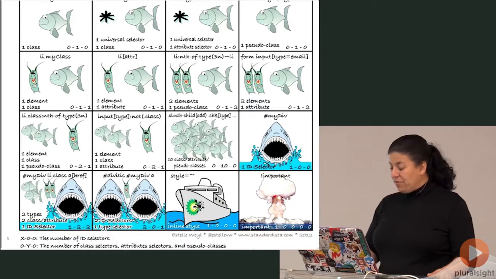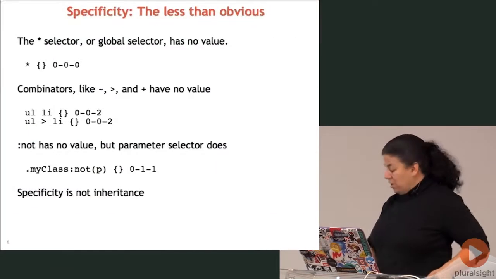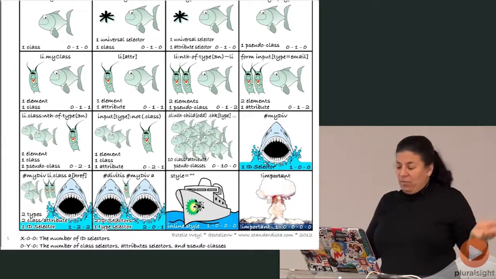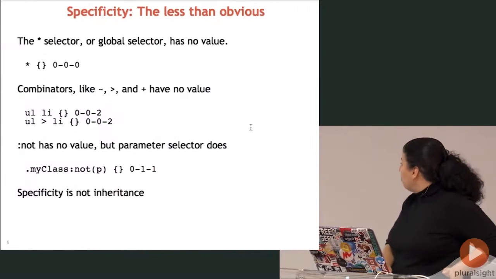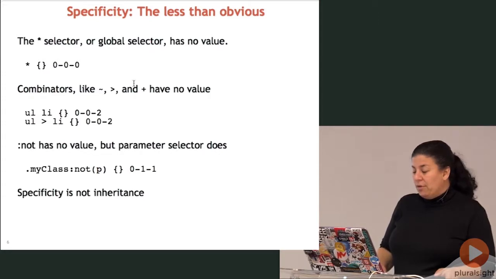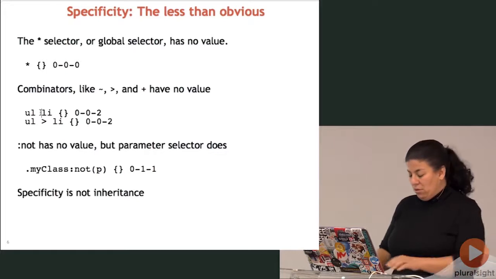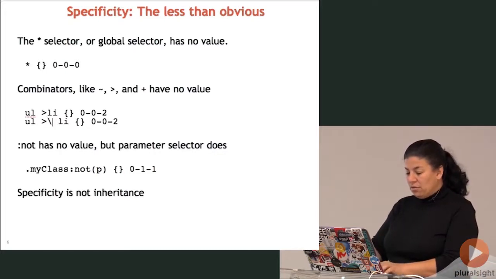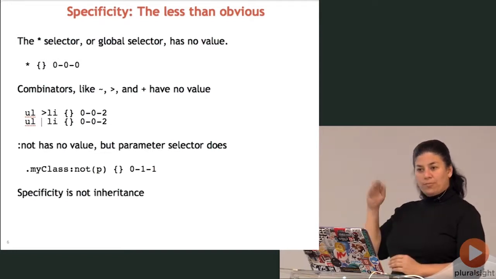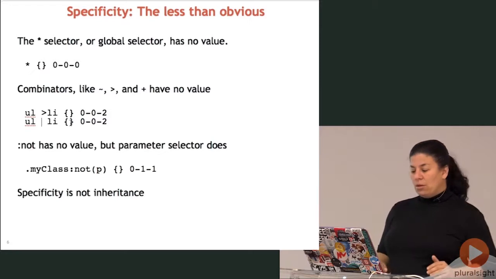So that's specificity, except I missed the important stuff that is different. Everything I basically mentioned here is old school news, and you're like, I already knew that, why are you talking to me about it? It's the stuff I went over earlier, and this is what I'm going to go over. The star selector or global selector has no value. We talked about that. Combinators like the tilde, greater than, and plus have no value. So this line has the same weight as this one. And if I'd done this, the second one would overwrite the first one because of the order. If they both had color, this one would win out.